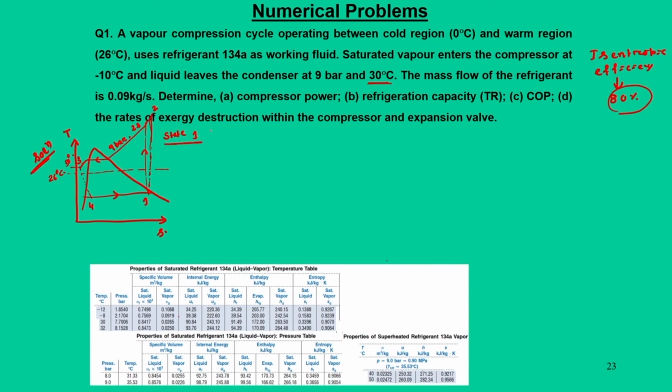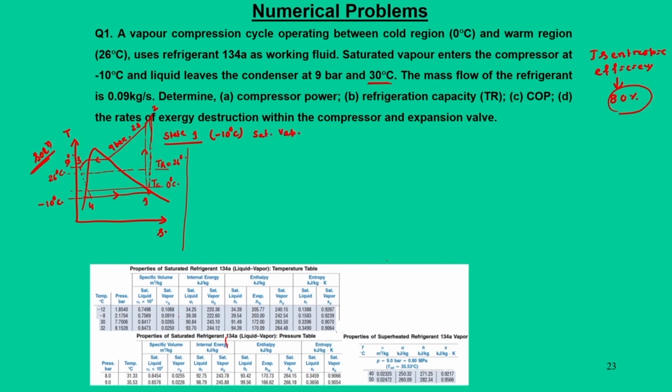So, state 1 we can say it is at minus 10 degree centigrade, and of course, this evaporator temperature is minus 10 degree centigrade, but your warm region is above it, that is 0 degree centigrade. So, T H is the hot region, T C is the cold region at 0 degree centigrade. Okay. So, this is the very basic T-S diagram that we can draw. So, state 1 is minus 10 degree and it is saturated vapor.